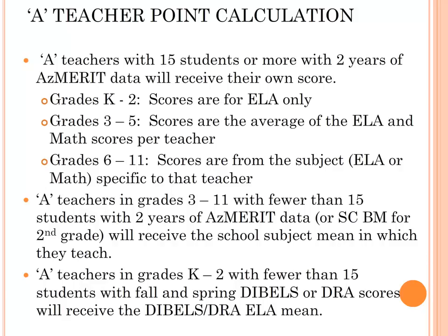For A teachers in grades 3 through 11, with fewer than 15 students, with 2 years of AZ Merit data, or school city or benchmark for second grade, will receive the school subject mean in which they teach. For A teachers in grades K through 2, with fewer than 15 students, with fall and spring DIBELS or DRA scores, will receive the DIBELS, DRA, ELA mean.